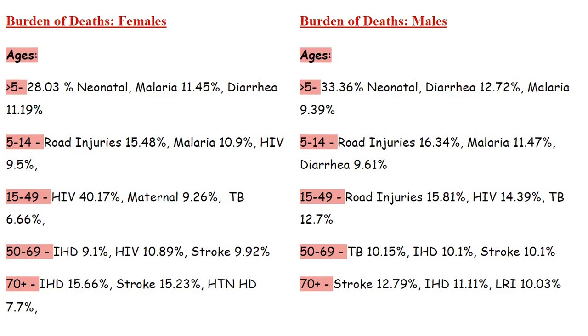If we just want to compare 2, you can see for females ages 15 to 49, the HIV percentage is 40.17%, and in the burden of DALYs, the percentage is 24.7%. Same thing with males. You see HIV is 14.39% for ages 15 to 49, and for the burden of DALYs, it is 9.9%. So as you can see, the percentages are much higher for the burden of deaths, and this pattern goes for all the percentages, and that's how they differ from each other.